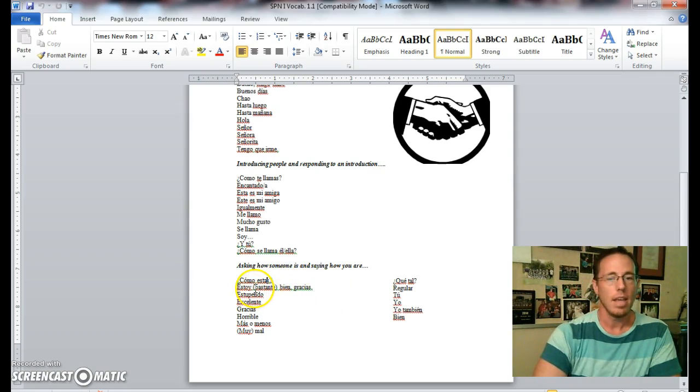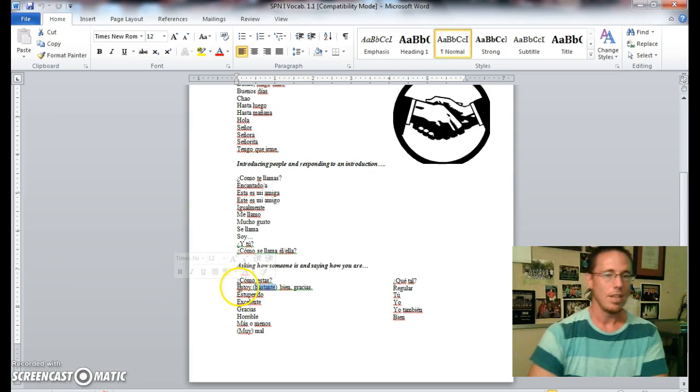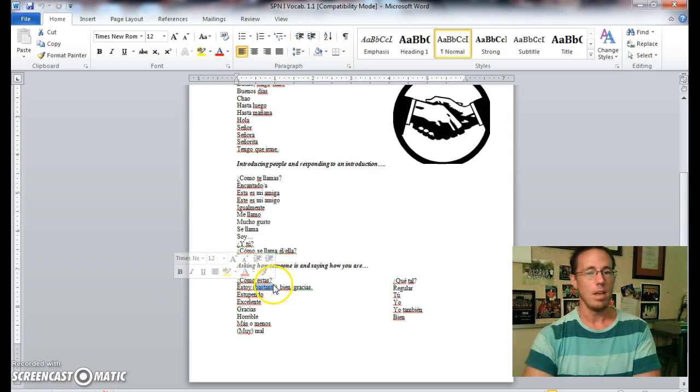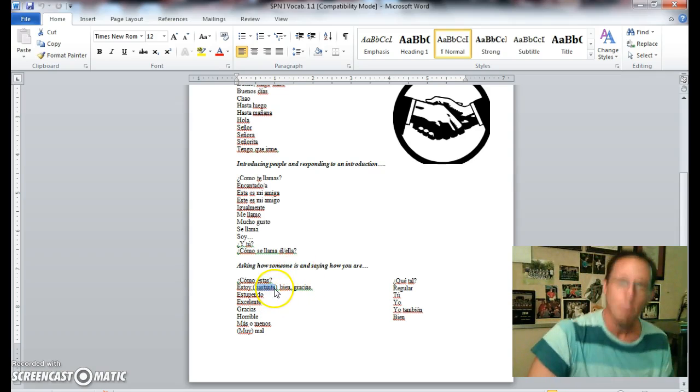In this case, the word bastante would translate as the word pretty, but it doesn't actually mean that. It actually means enough. So if you say, estoy bastante bien, gracias, I am enough well, thank you, sounds kind of awkward. So the general translation is, I'm pretty well, thank you.